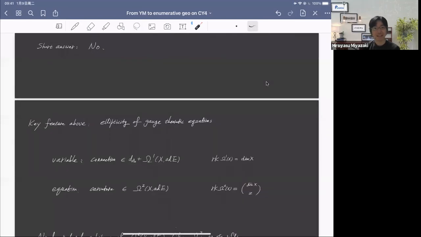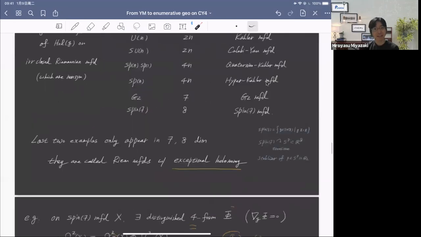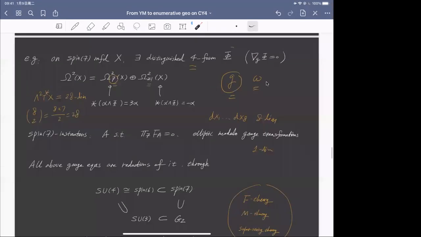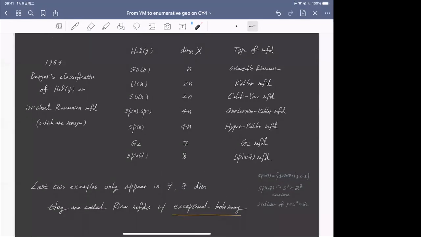Yes, let me expand. As I said, the important thing here is that we have SU3 holonomy, G2 holonomy, and SU4 or spin-7 holonomy. So this corresponds to Calabi-Yau 3-manifolds. This is G2 manifolds, and this is Calabi-Yau 4-folds or spin-7 manifolds.